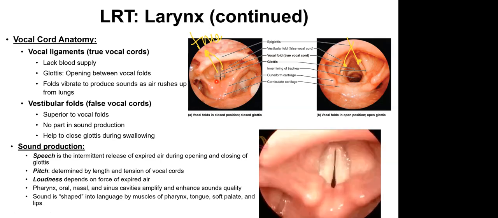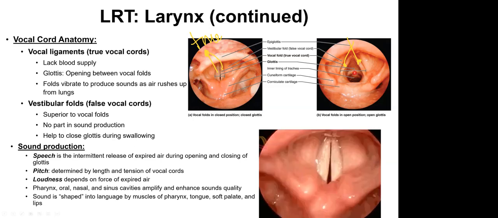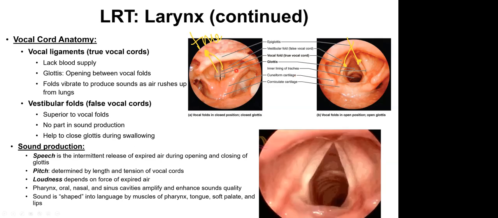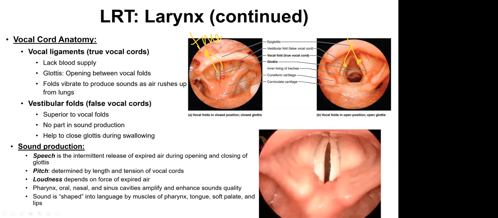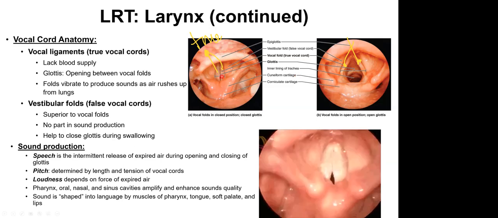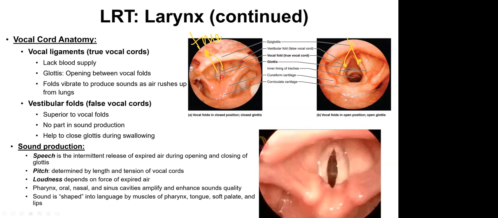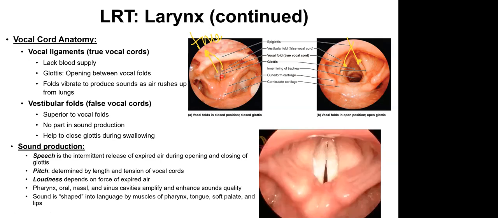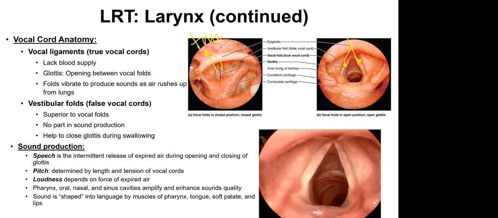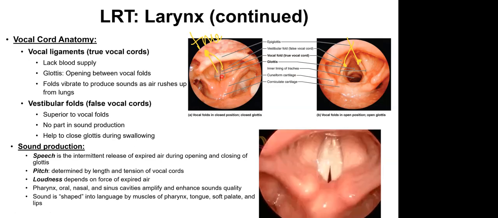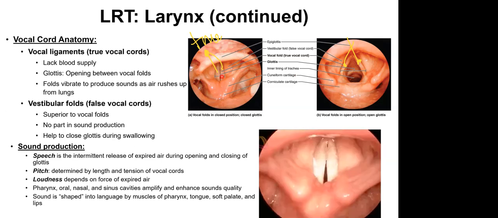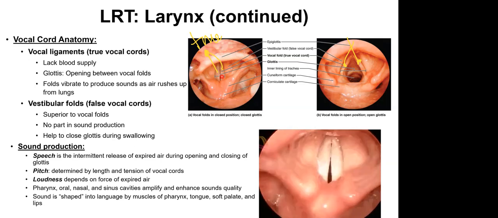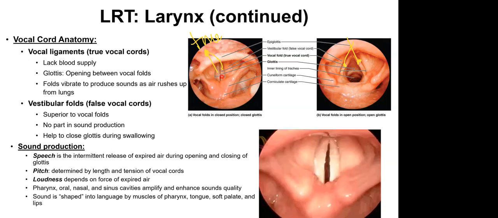In terms of producing sound, speech itself is caused by the intermittent release of expired air during the opening and closing of the glottis. Pitch is determined by how lengthened these vocal cords are. Loudness depends on the force of expired air. So you make your voice louder by actually exhaling more forcefully. The pharynx, oral, nasal, and sinus cavities then will amplify that sound and enhance the sound's quality.